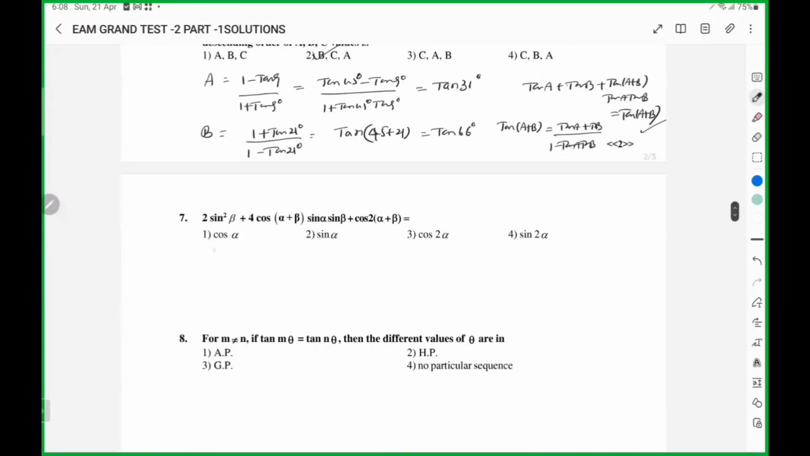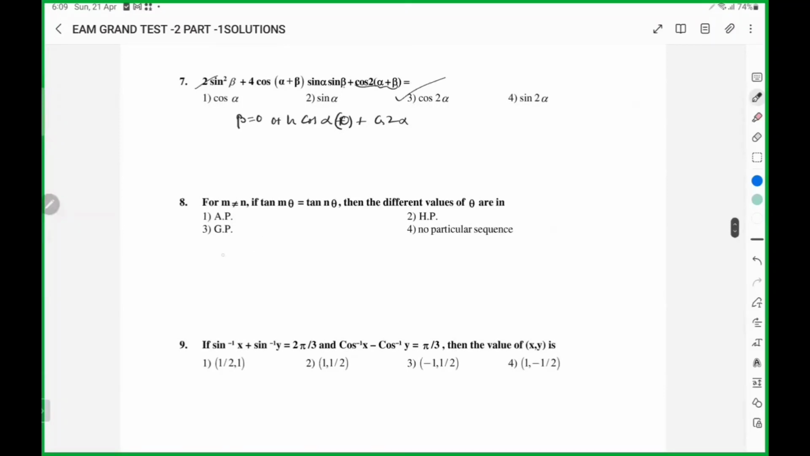Here it is. Options are given in terms of alpha. Then, for any value of beta, it is true. Put beta as 0. Then you will have 4 cos alpha. Here also 0. 4 cos alpha into 0. And the first one also 0. Third term cos 2 alpha. Third option.